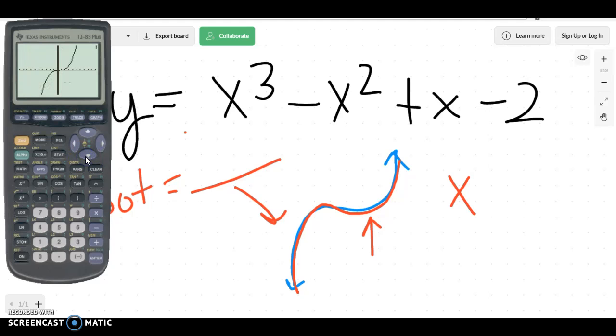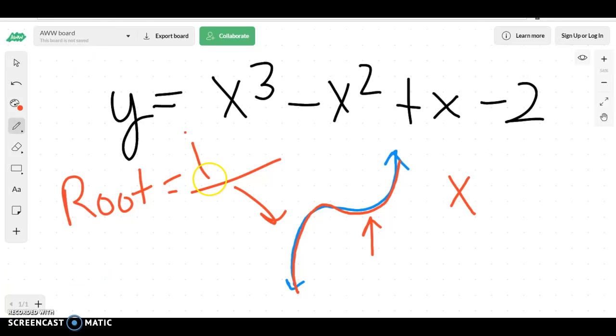We're going to go to its intersection point. And that's our first curve, is our line. Our second one, as you can see, is the x-axis. And we would hit enter. And our root is at, and we'll just write this down, 1.35.